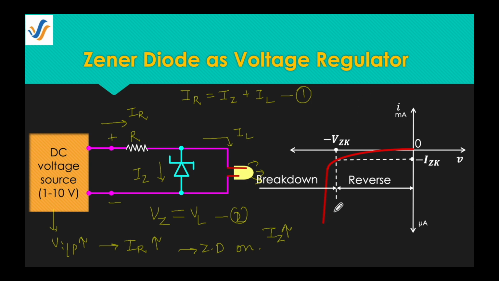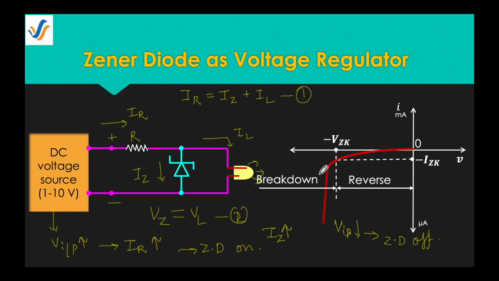And for low input voltage, what happens? The Zener diode will be in cutoff mode. It will be off and you can see the current flowing through this Zener diode. Ideally it will be 0 or negligible, and it will let the load current increase to have the required voltage drop across the LED.